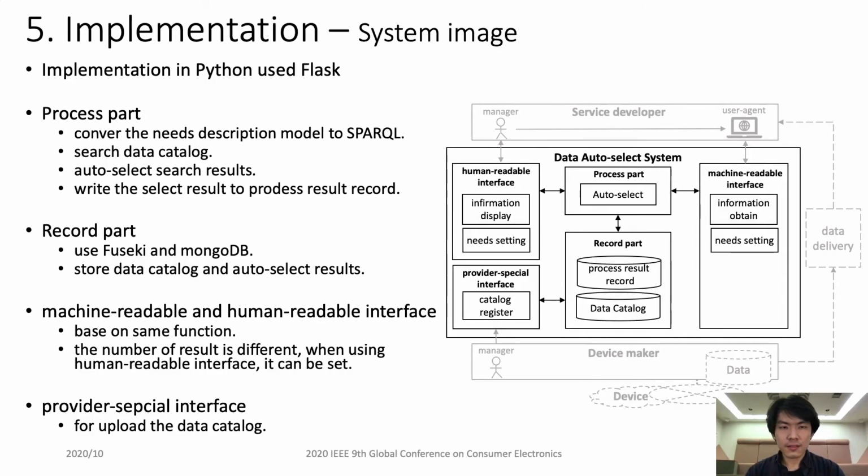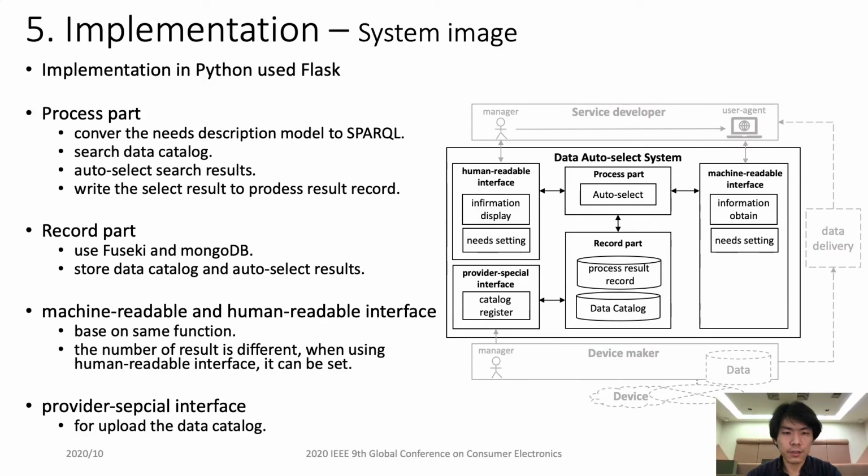The data auto-select system is implemented in Python and uses the package Flask. It has 5 parts: process part, record part, machine-readable interface, human-readable interface, and provider special interface. The process part converts the needs description model to Sparkle, searches the data catalog, auto-selects search results, and writes the select result to the process result record. The record part uses CKey and MongoDB to store the sorted data catalog and auto-select results.